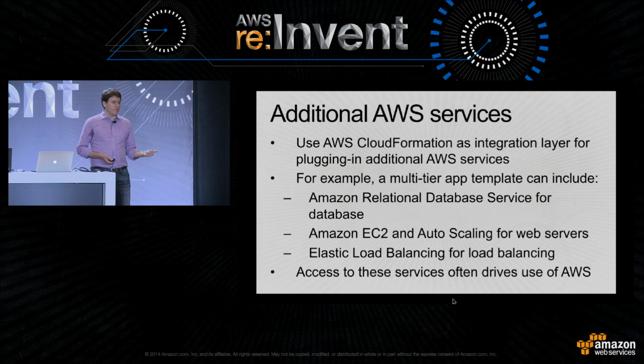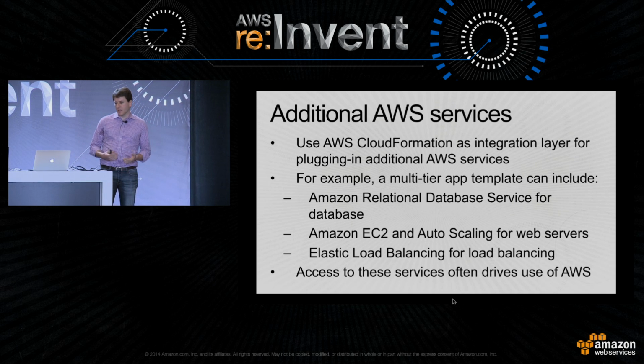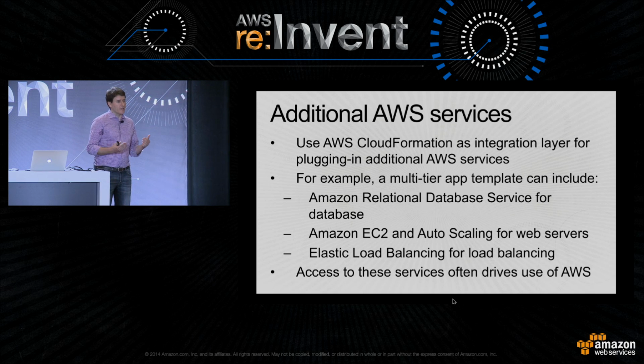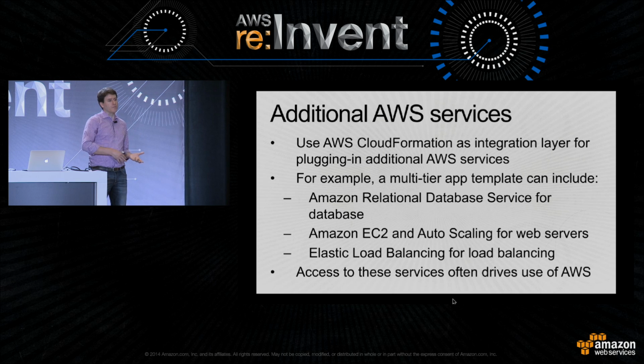So, if I want, for example, a typical multi-tier application, I can use RDS on the back end for my database. I can use EC2 and auto-scaling for the web servers. I can put an ELB in front of that. Now I've got a whole multi-tier application described in a simple template.